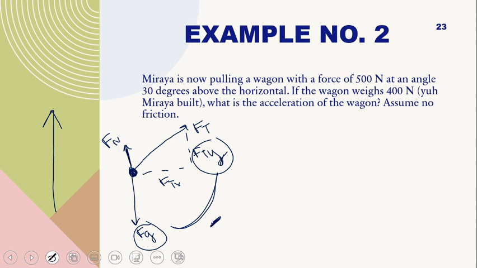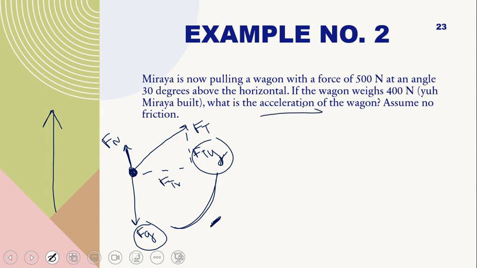And this makes sense conceptually because since Mariah is pulling up on the wagon at an angle, it's going to be weighing down on the ground less. So the ground doesn't need to push up on the wagon as much to keep it from accelerating into the ground. And therefore, our normal force is going to be smaller. Okay, so now let's solve this problem.